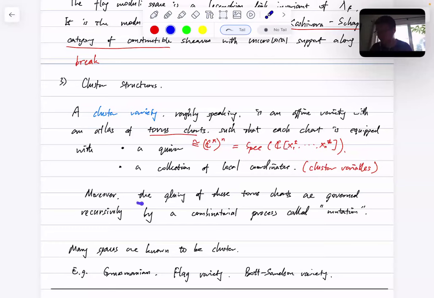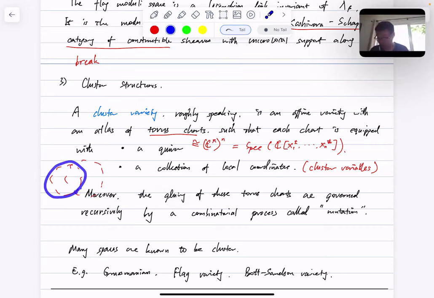Moreover, we also require that the gluing maps of these torus charts are governed recursively by a combinatorial process called mutation. Under mutation, both data of a chart have to change. So you have one chart here and another chart here. The quiver of one chart has to undergo a quiver mutation to get to the quiver of the next chart, and the cluster variables of one chart have to undergo cluster mutation to get to the coordinates of the next chart. So there's a combinatorial process called mutation.